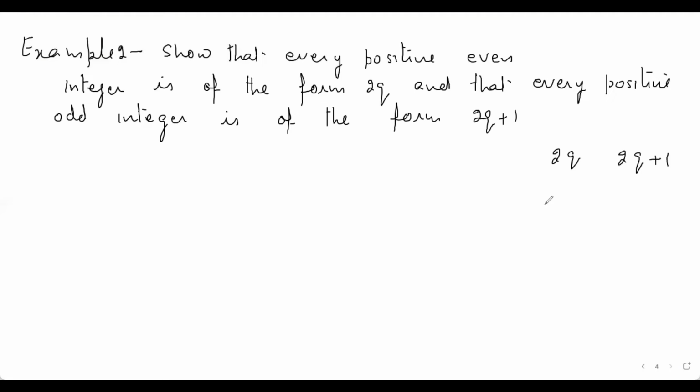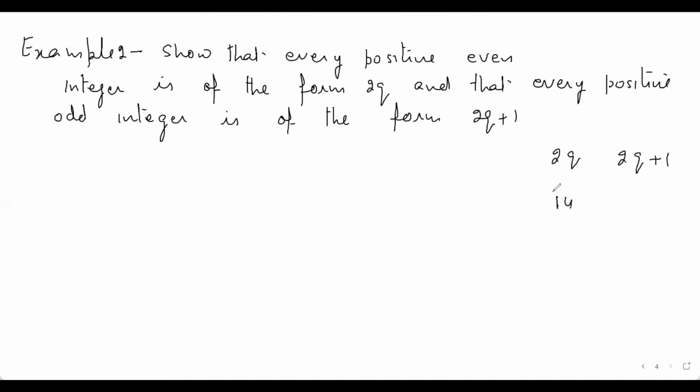So whenever we ask this question, give a definition of an even number, what do you say? Divide a number by 2. If it is divisible by 2, it's an even number. If it is not divisible by 2, it's an odd number. So 2, 4, 6, 8, they are even numbers. 1, 3, 5, they are odd numbers.